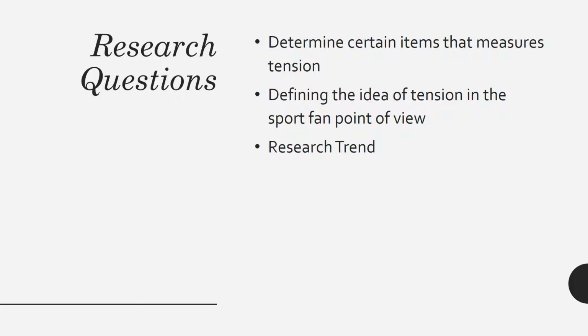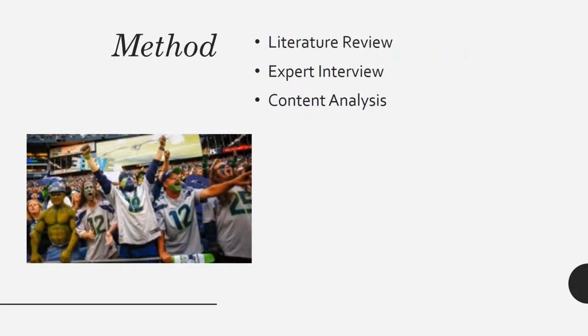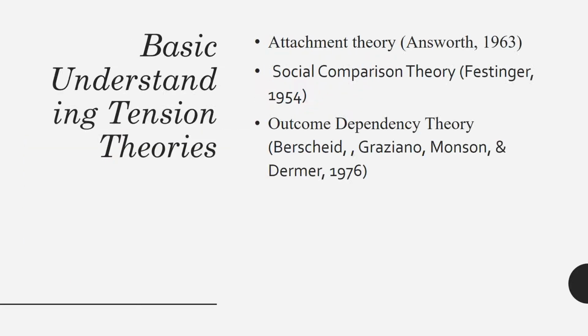Our research question is all about determining certain items to measure tension, defining the ideal tension in sports fans' perspective, and our research trends. Our method consists of a literature review, expert interviews, and content analysis. Basic understanding of tension theories: we have the attachment theory, social comparison theory, and outcome dependency theory.